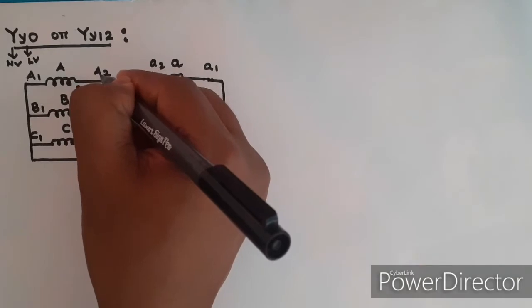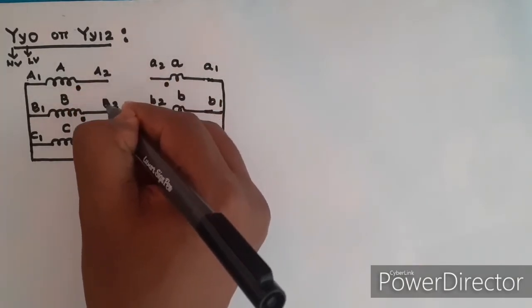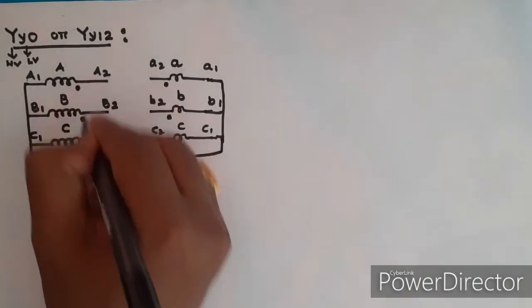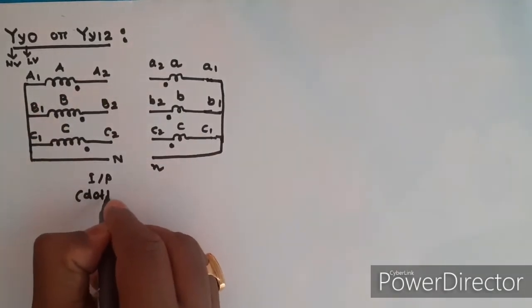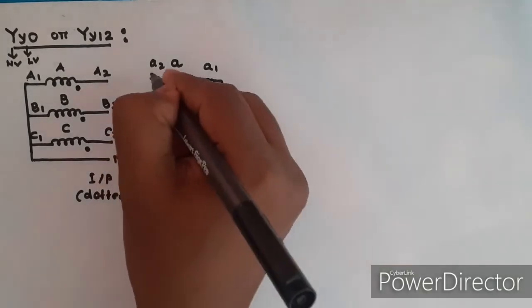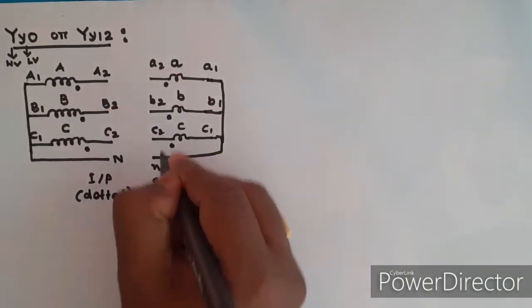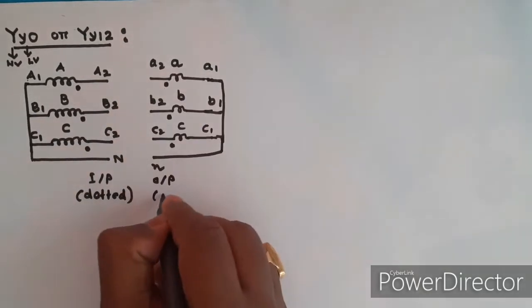This is your input terminal A2, B2, C2, which is the dotted terminal. Now the output is taken from A2, B2, C2. This is your output. It is also a dotted terminal.